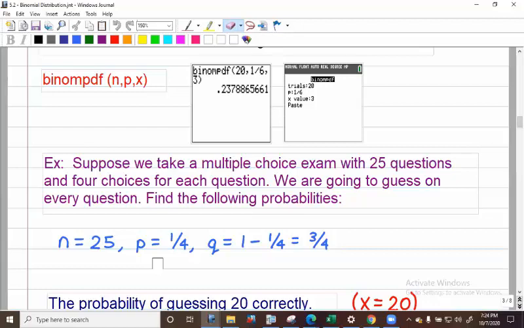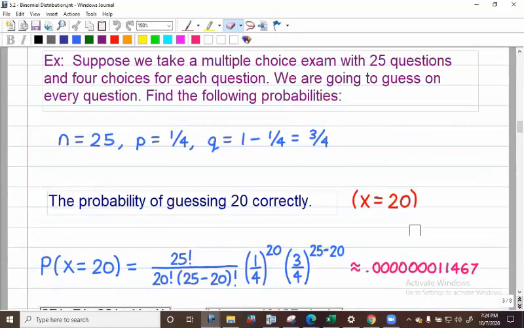So let's suppose we're going to guess. And we want to know the probability of guessing 20 correct out of 25. Let's just say we need to make an 80%. That's 80%, right? 20 divided by 25. We need to make an 80%, and we're just going to try to do it by pure guessing. Shouldn't be too hard, right? Probably not, huh?